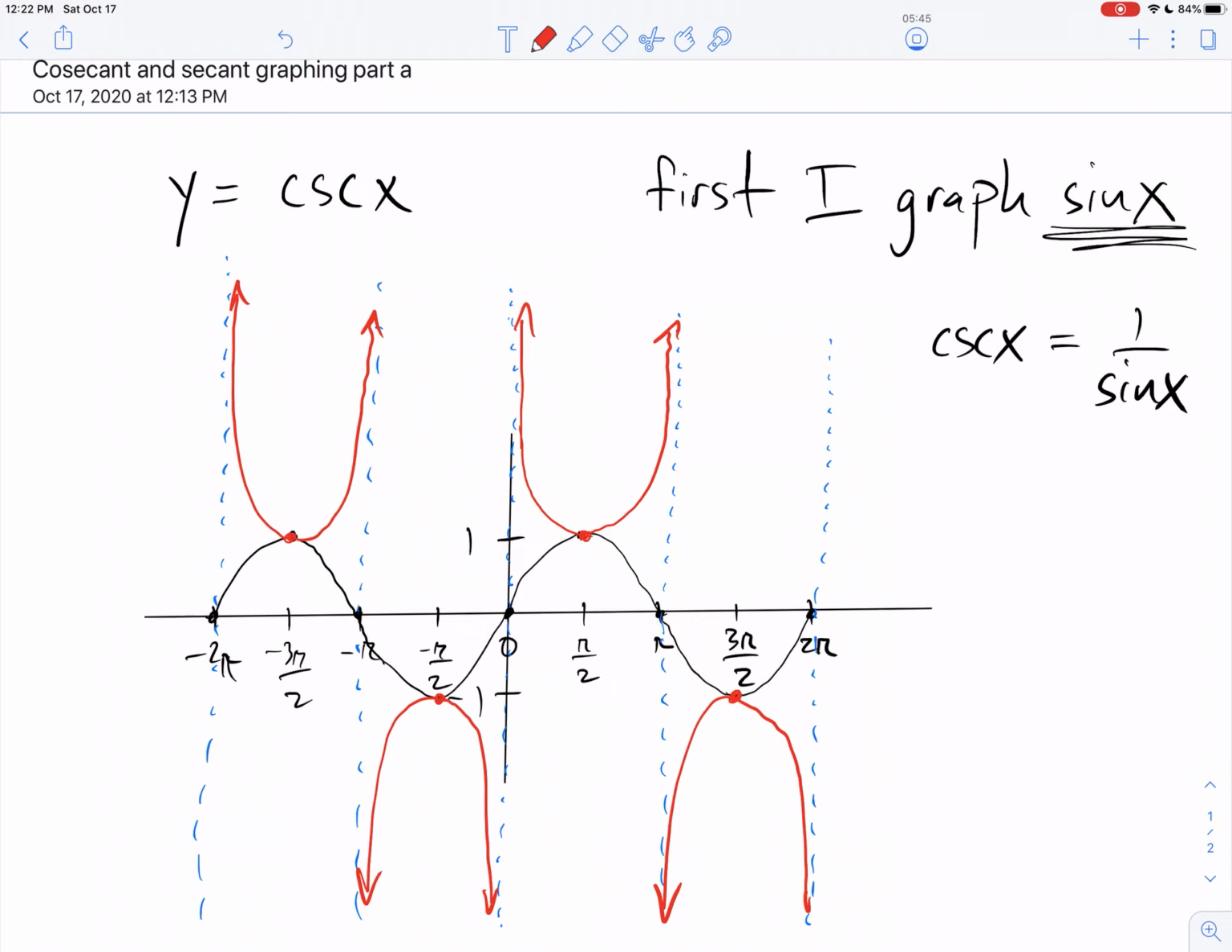So, the black graph, that is my guide graph. That's my sine. The only part that is truly cosecant here is the red part. So the only part that is really the cosecant graph is the red graph.